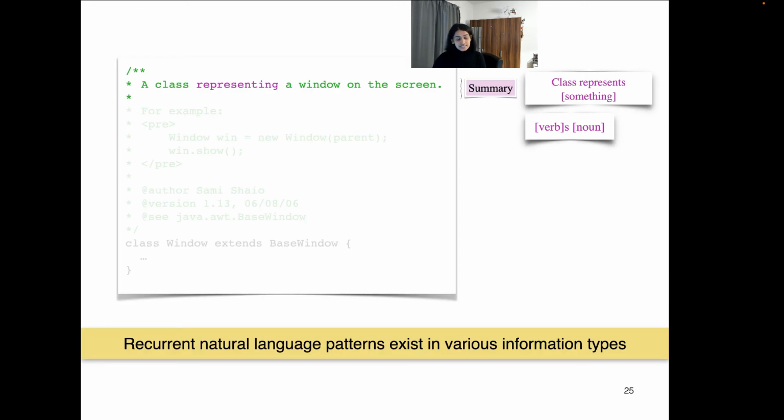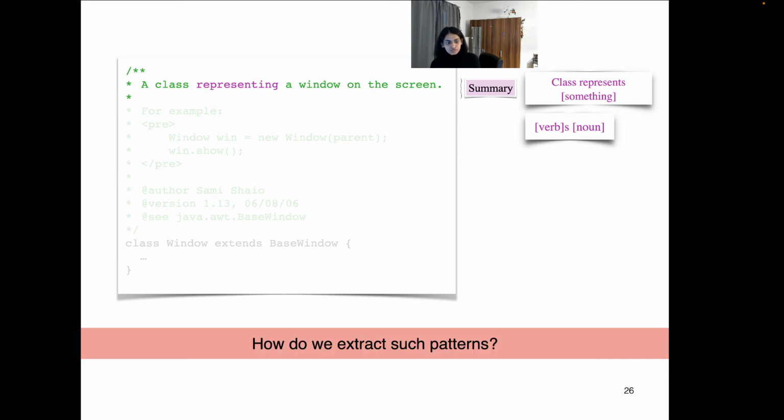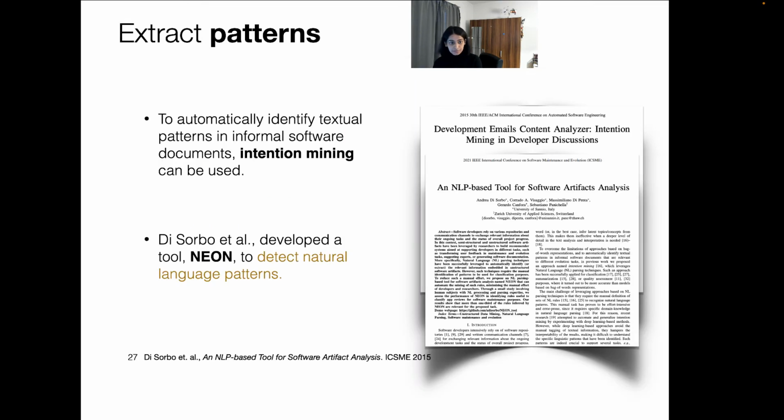A good hint in this direction was when we were manually analyzing class comments, we found that developers were using certain patterns to write a specific information. For example, for summary, they were often using this word represent or a verb to start. So we call these patterns recurrent natural language patterns. But the question is, how do we extract these patterns?